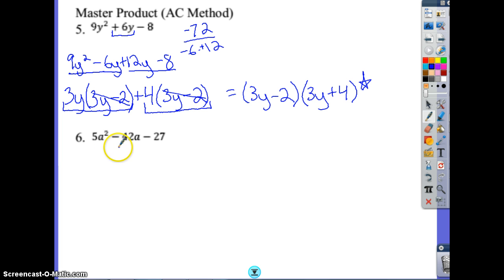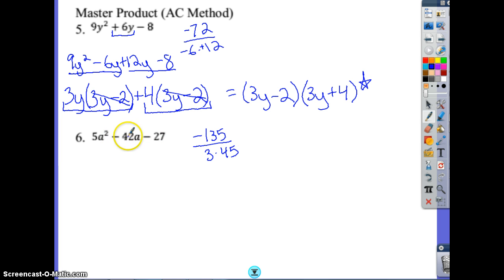If we go on to the second problem here and do it by master product, we're doing 5 times negative 27, which is a negative 135. This one might be a little tricky, so you might want to use your calculator to test some. What I would do is I'd start at 1. Divide by 1, you get 135, doesn't make a 42. Divide by 2, it doesn't divide. If you divide by 3, you get 45. 3 times 45, that sounds pretty close. And yes, I'm going to be able to make a negative 42 from that.